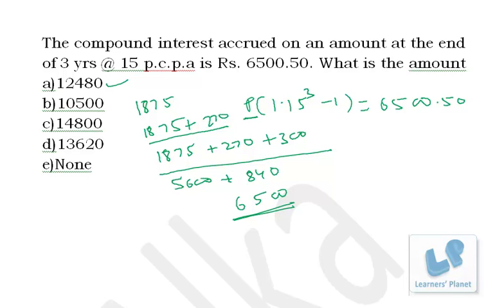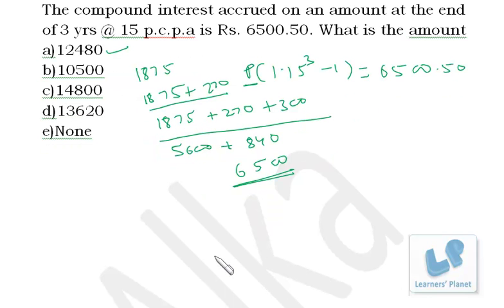Or if at all you don't want to use this method, then I'll tell you the other method also. In that case, we'll be taking this expression. Just listen to me carefully. So this is 1.15 whole cube, right? This can be written as 1 plus 0.15 whole cube, right?